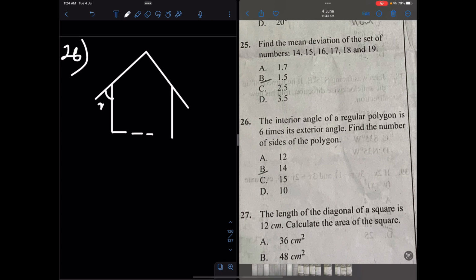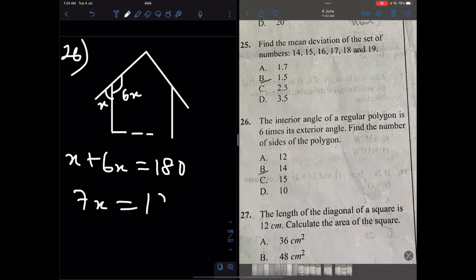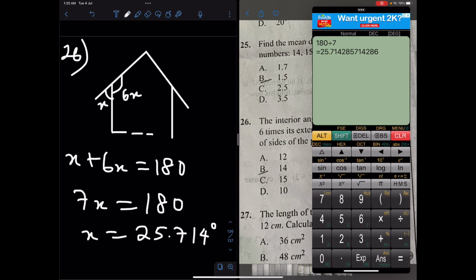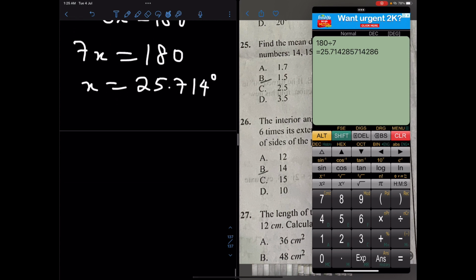Let x be its exterior angle. Its interior angle is 6 times the exterior angle. That means the interior angle will be 6x. Now x plus 6x equals 180 degrees, the sum of angles on a straight line. That simply means 7x equals 180. And this means x equals 180 divided by 7, and that's 25.714 degrees.